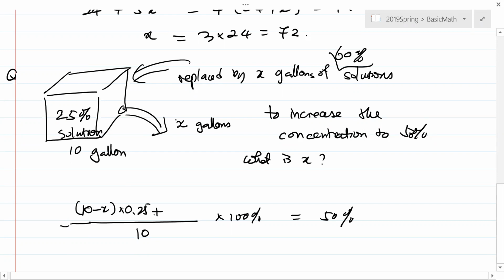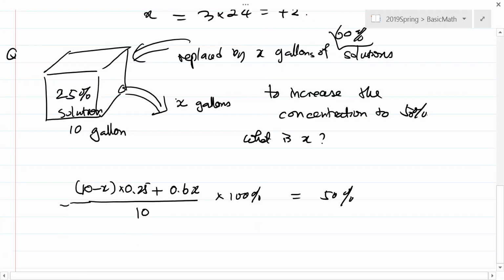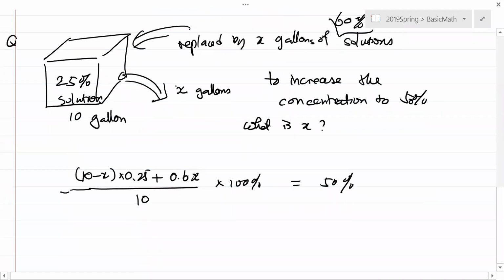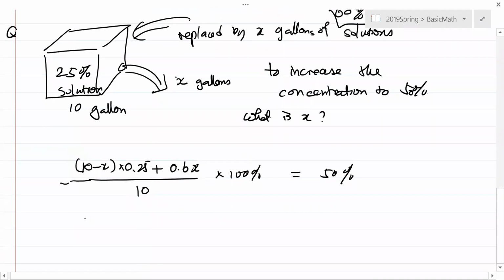But then you add X gallons of a solution, because X gallons are 60% solution. So that'll be 0.6 times X. So this is the amount of active ingredients total. Then divide by 10, then multiply by 100%. You can move 100% to the right, then 0.5. Let's use the 0.5.